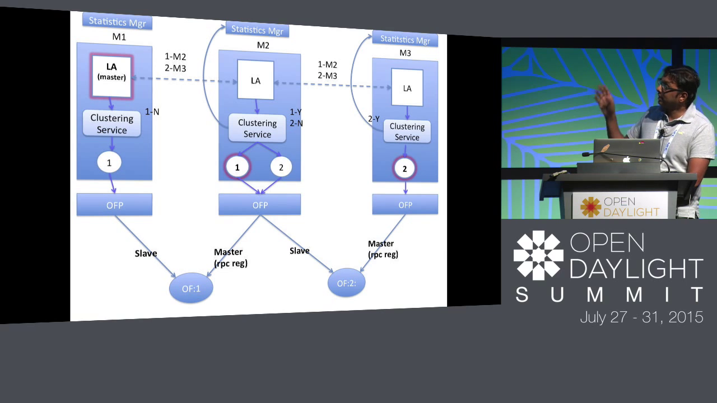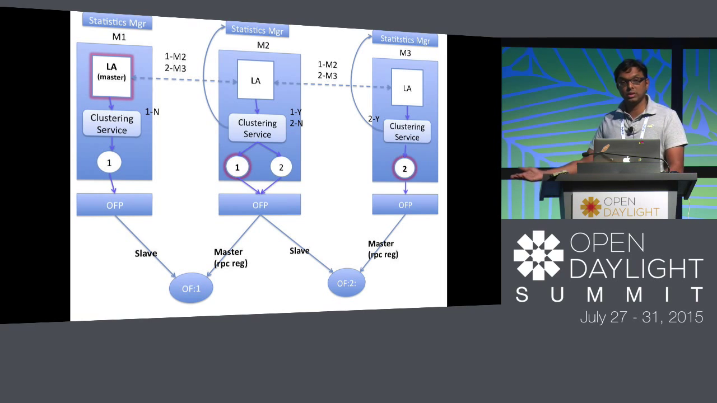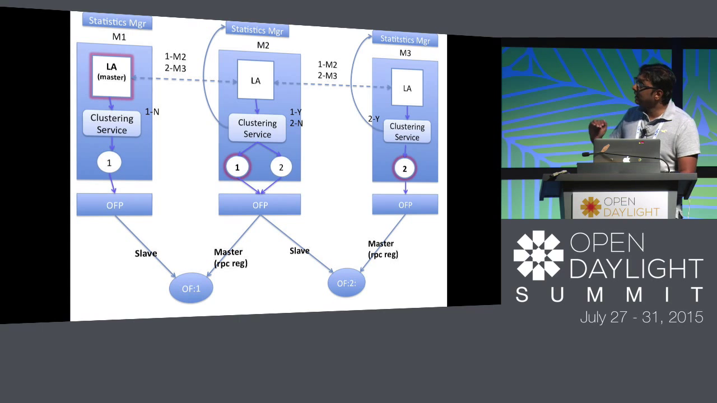And then there are some apps, like Stats Manager and others, which can be notified that I am the master for this device. Based on that, these apps can also make decisions as to what they have to do on a particular node. This is with the assumption that it's a symmetrical system where all the apps are present in all the members.